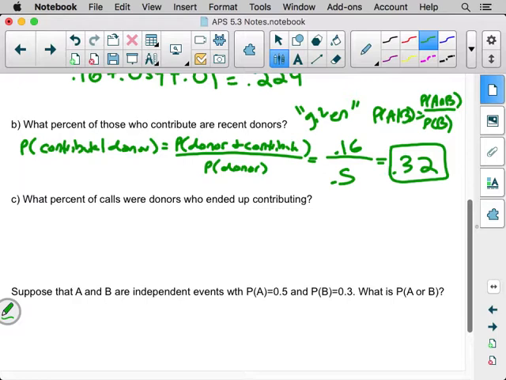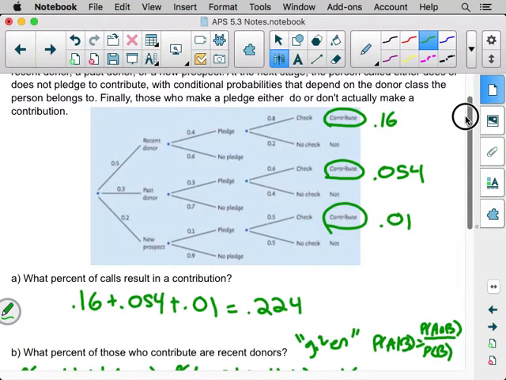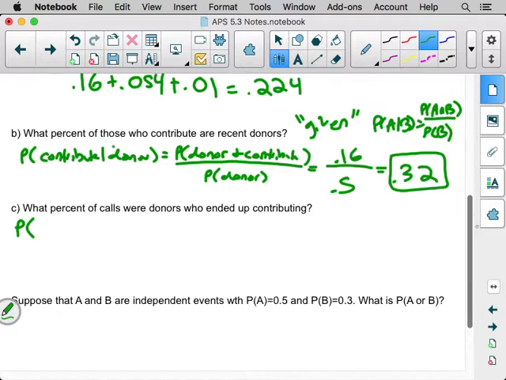All right. C, what percent of calls were donors who ended up contributing? Isn't this actually the reverse of what I just asked? Now, I'm assuming, hey, given that the person contributed, what's the probability that they had been a recent donor? Okay. Actually, I just noticed that too. So it looks like here it could be both. So here, I should actually change that to recent, just to be more clear.